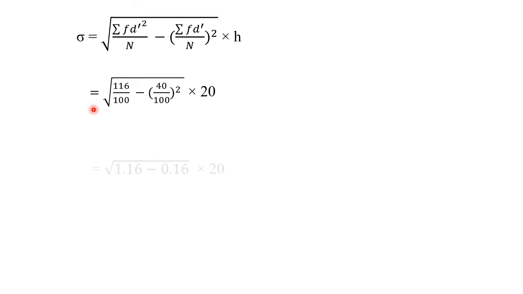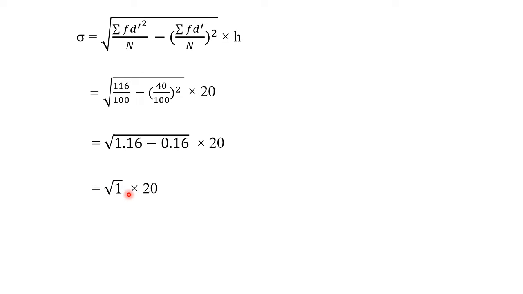H is equal to 20. After solving this, we get 1.16 minus 0.16 into 20. 1.16 minus 0.16 is equal to 1. So under root 1 into 20, under root 1 is equal to 1, 1 into 20 is equal to 20. So standard deviation is 20.